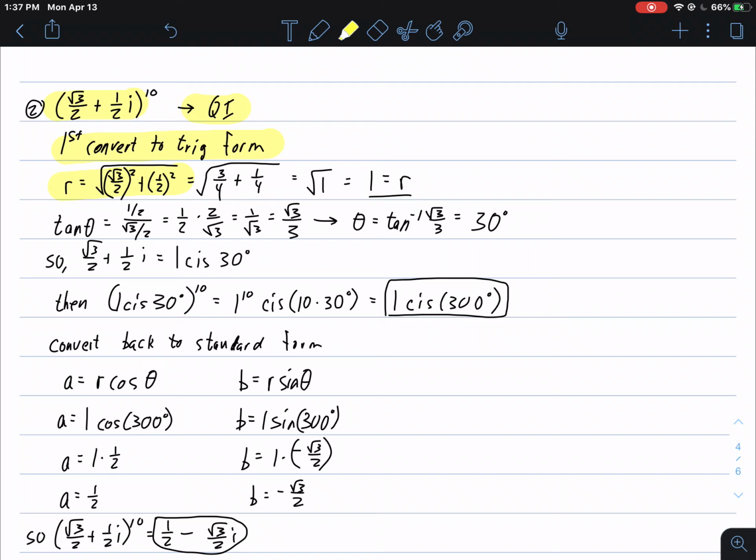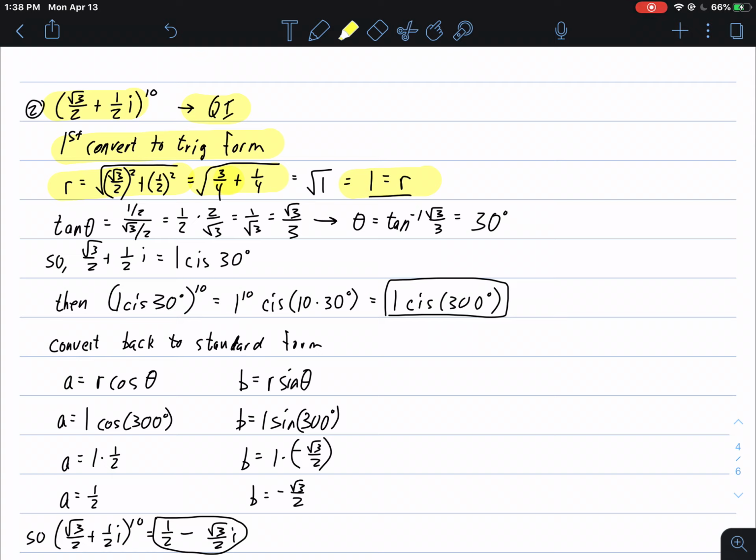Now square root of 3 over 2 squared: square root of 3 squared is 3, 2 squared is 4, so that's 3/4. 1/2 squared is 1/4, so that gives me the square root of 3/4 plus 1/4, which is the square root of 1, which is about as convenient as you're going to get for an r value. Now, here's a little aside, just to go back to something we've talked about earlier in the semester. It should not be surprising that the r value here is 1.